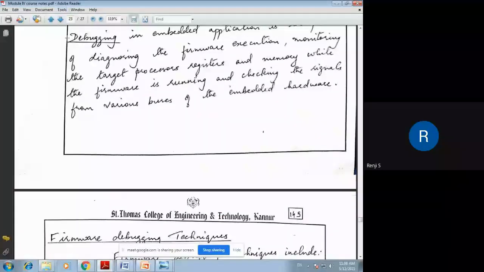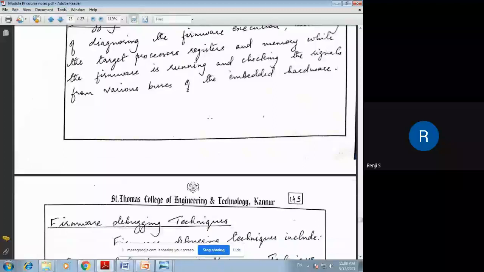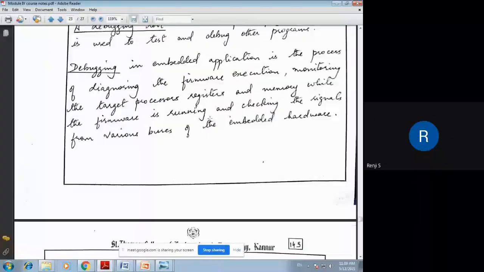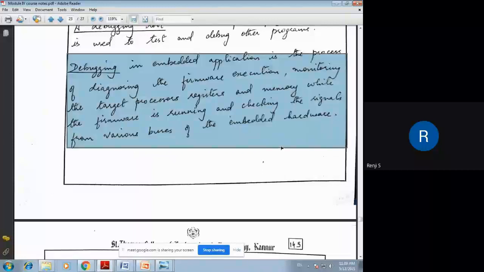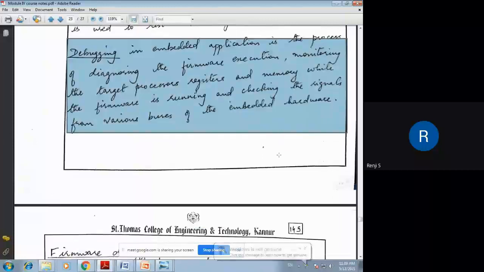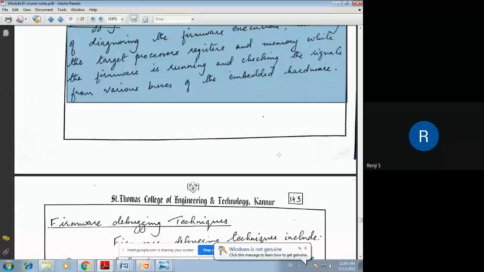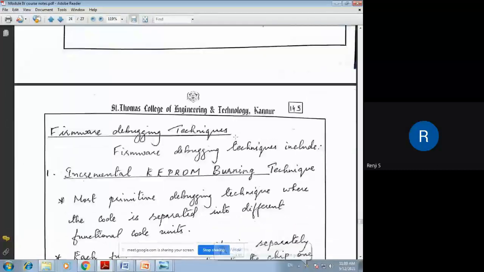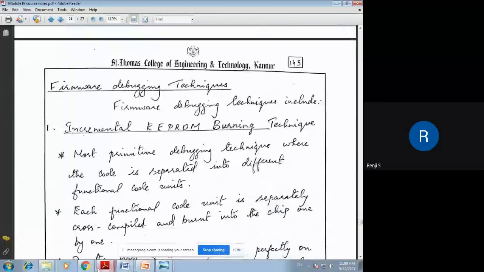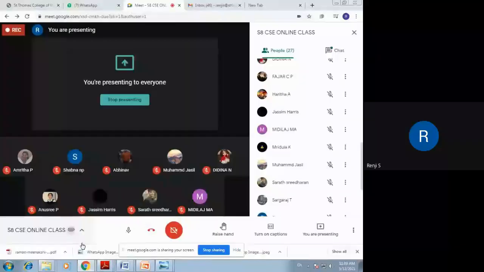As we said earlier, debugging diagnoses the firmware execution and the target processor registers and memory locations while it is running, and it checks the signals. These are the three things that are repeated often. What is debugging? Here also we repeat the first 3 points. What is the debugging process? What is the advantage of debugging? For everything you can write the same answer, that is the first 3 points. Is it clear? Just learn the first 3 points and you can write them for any question related to debugging.